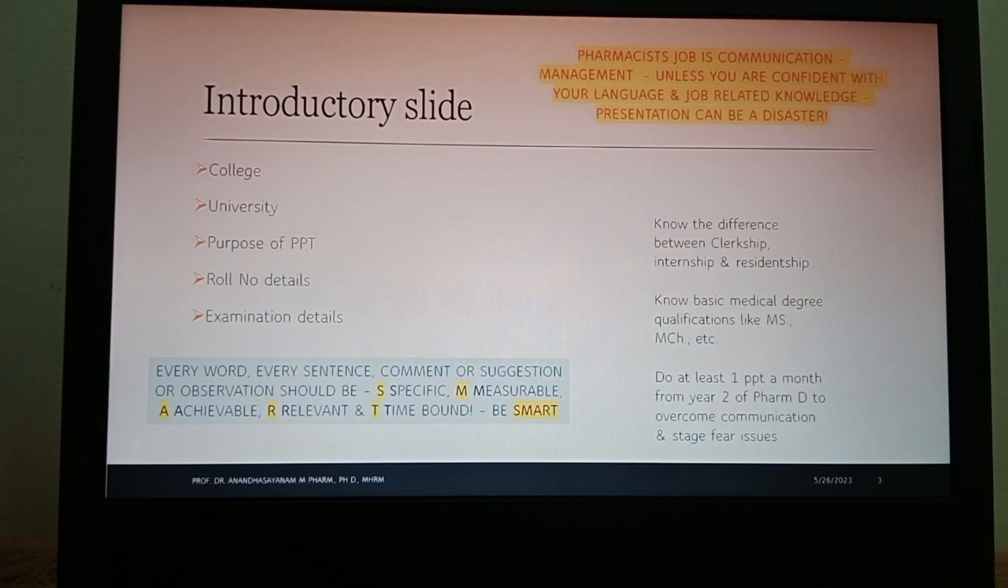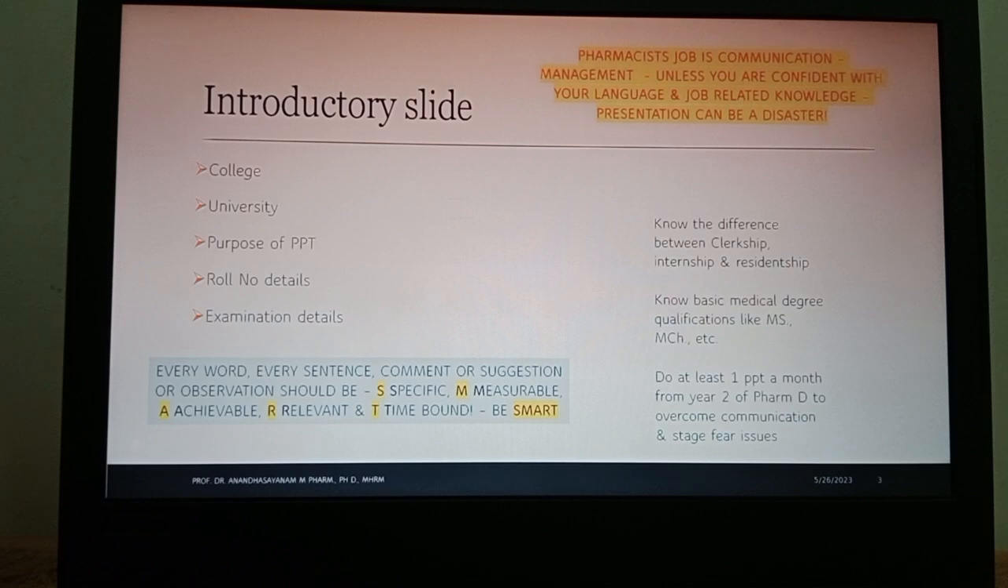So in the introductory slide, you will mention which college you belong to, which university, what is the purpose of the presentation, the roll number, the examination details, why you are submitting this presentation, and to whom you are submitting this. Remember, before making the presentation itself, things that you don't know, you should not put in the presentation. That does not mean you cut off everything you have written without knowing. The idea is to know what you are writing and have all the explanations, abbreviations, and expansions ready.